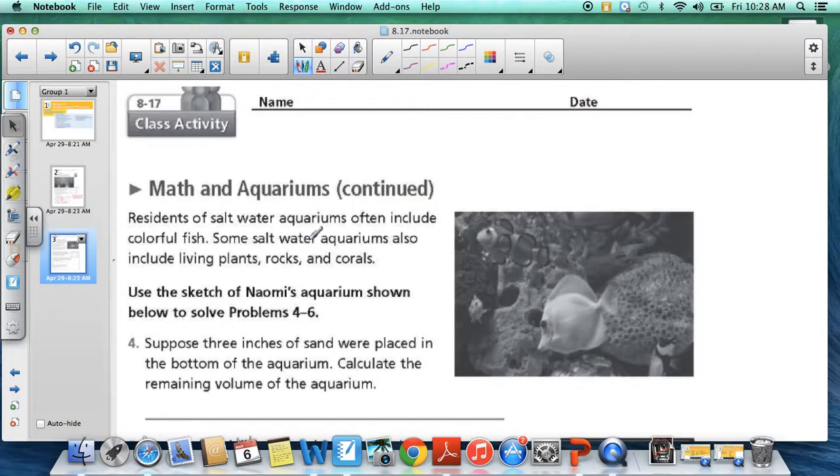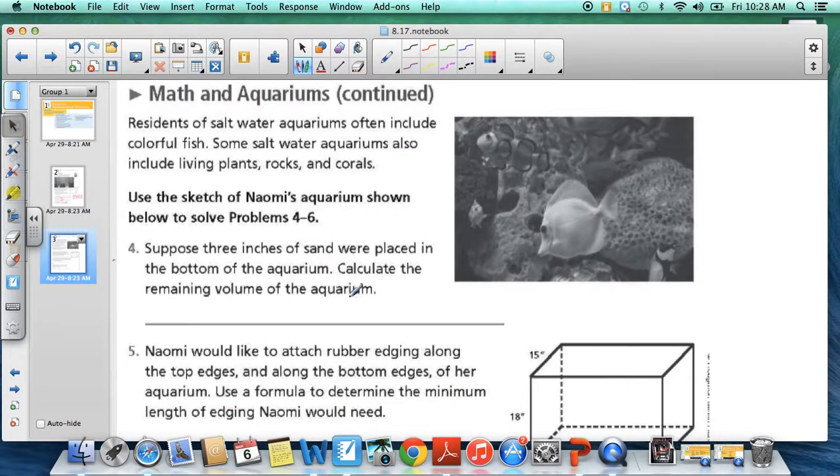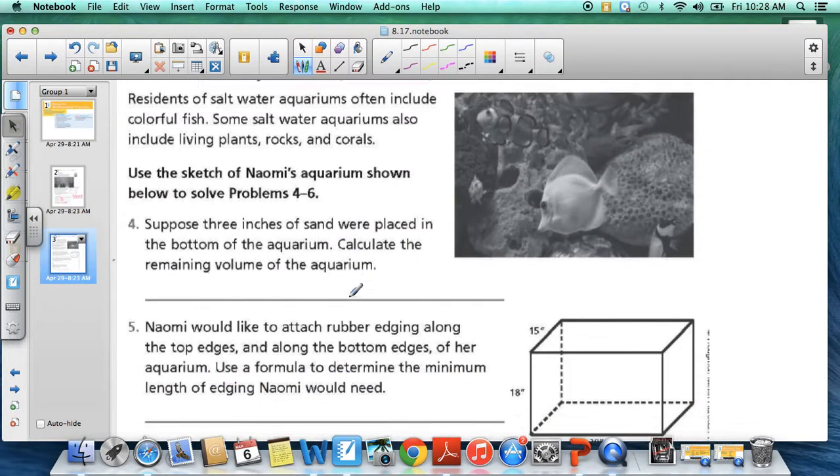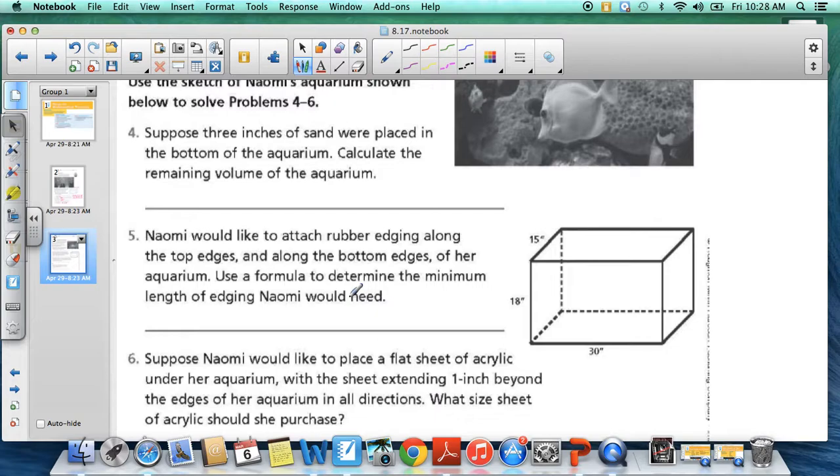Okay, so math and aquariums continued. Use the sketch of Naomi's aquarium shown below to solve problems 4 through 6. Suppose 3 inches of sand were placed in the bottom of the aquarium. Calculate the remaining volume of the aquarium. So that means we're going to do right about here, it's all going to be covered in sand. So we're going to have to subtract 3 inches from our length here because 3 inches will be taken up by sand. So this will become 18 minus 3, which is 15.